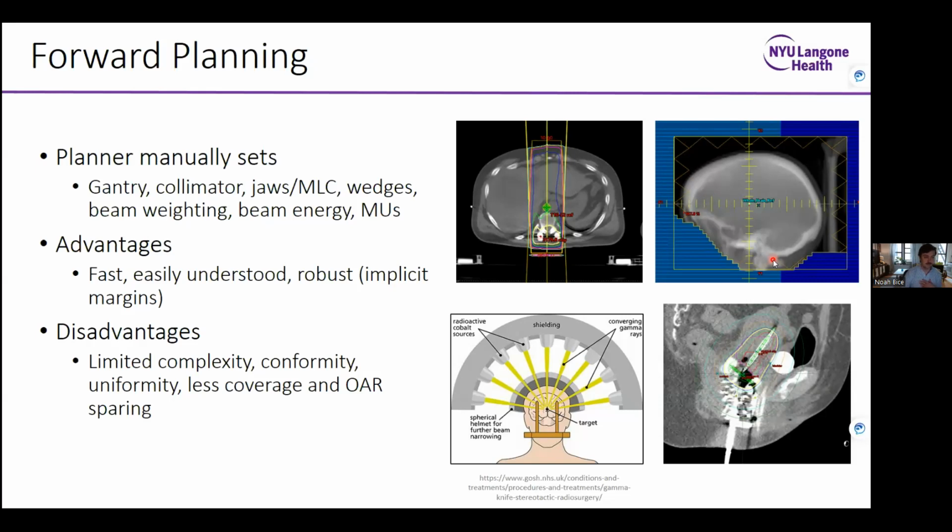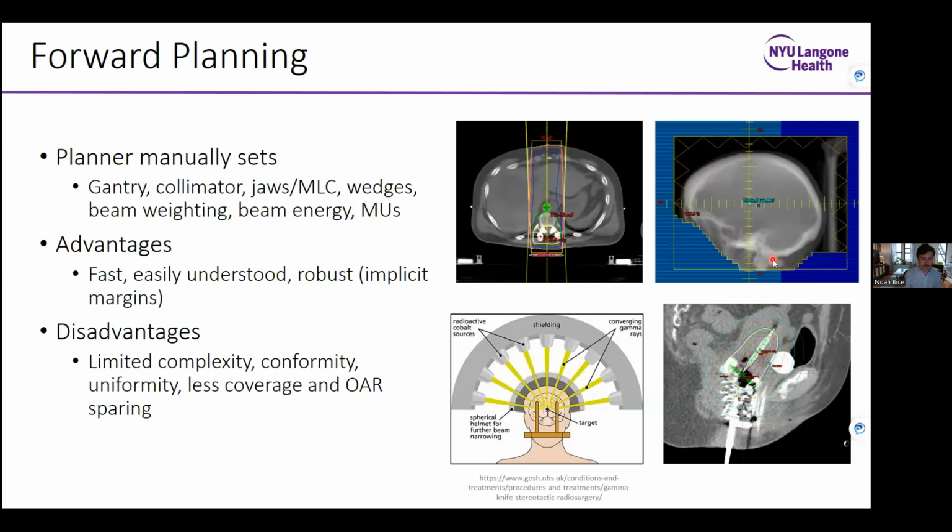Some advantages of forward planning, as opposed to inverse planning, which we're about to talk about, are that it's fast and it's easy to understand as far as possible failure modes. It is inherently robust because there are implicit margins because of shallow dose gradients. However, some disadvantages, which are why we want to talk about IMRT and VMAT, are that you're limited in the complexity of the treatment plans that you can create, meaning that you're limited in conformity to the target, uniformity of your dose distribution, and general coverage and OAR sparing.